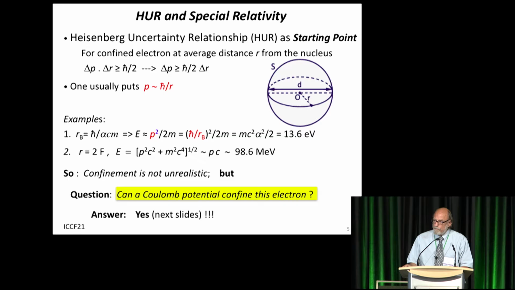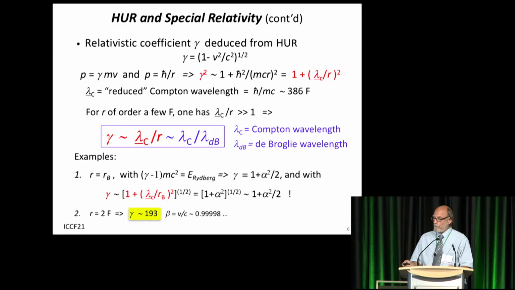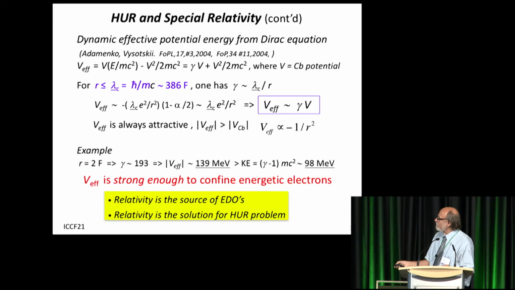I think we'll actually go back one more here. Because of relativity, you can actually end up with the energy of the electron on the order of 100 MeV. And this is sort of interesting. And then the question, though, is how do you confine something like that? How do you keep a 100 MeV electron bound in that configuration? And so the question is, can it be done? And Jean-Luc's answer, yes.